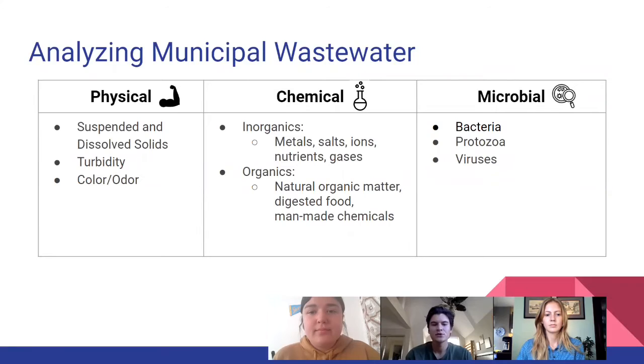In analyzing municipal wastewater, we look at three quality parameters. The three groups are physical, chemical, and microbial, and we'll be looking a little bit further into these in the next slides.